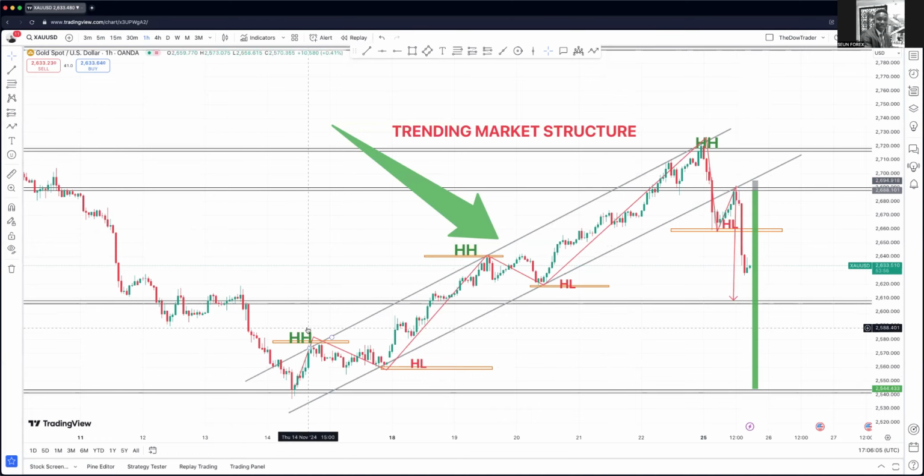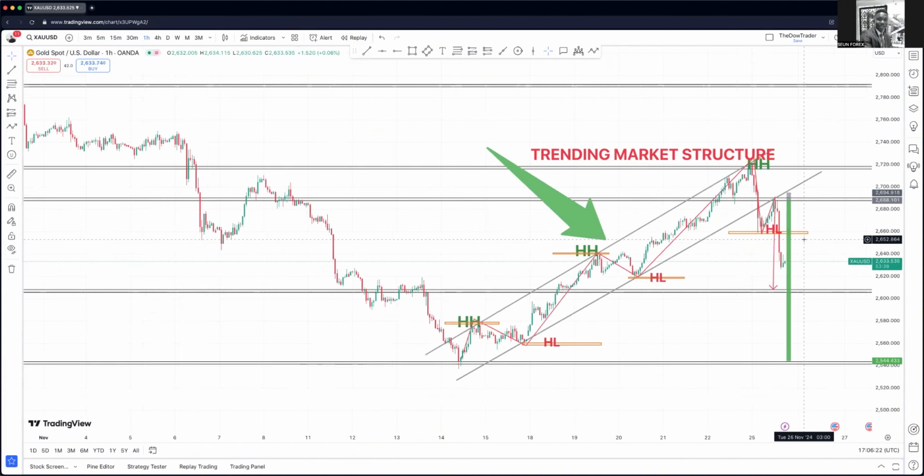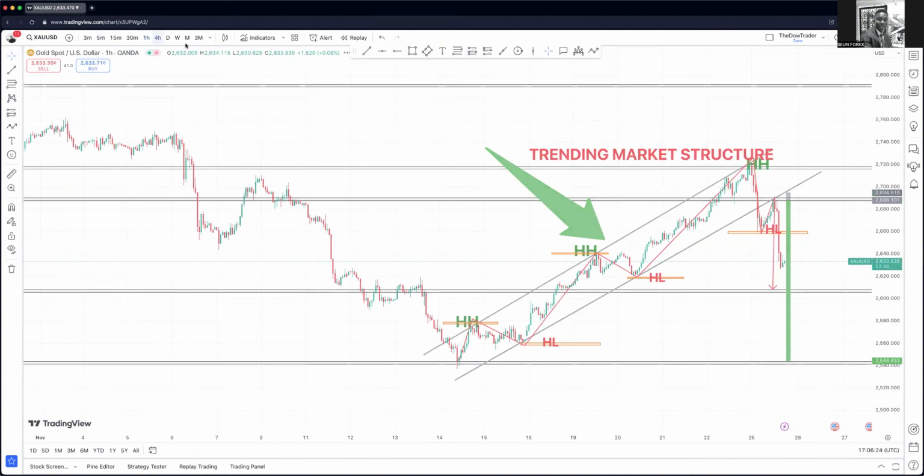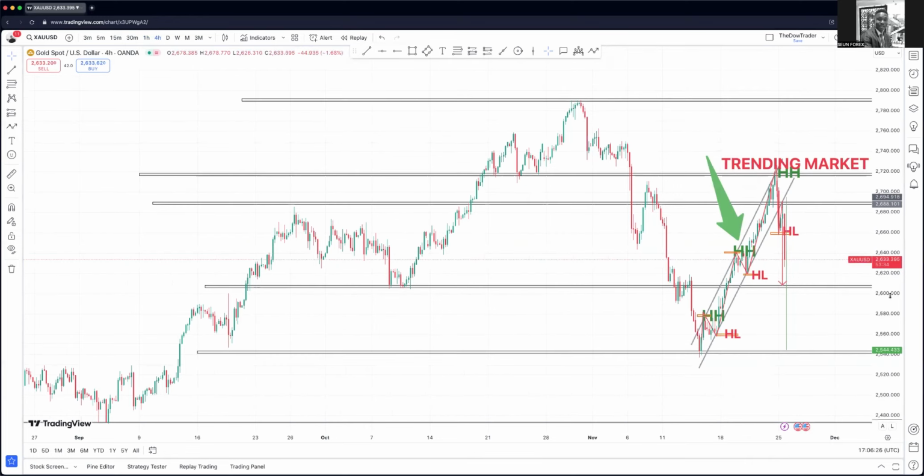When the market was doing higher high, higher low, higher high, higher low, that is exactly what is happening here now. The market still wants to do the same thing. This is now lower high, lower low, and the market will do lower high again, then lower low, lower high, lower low, until the market is completely ready to change its structure.